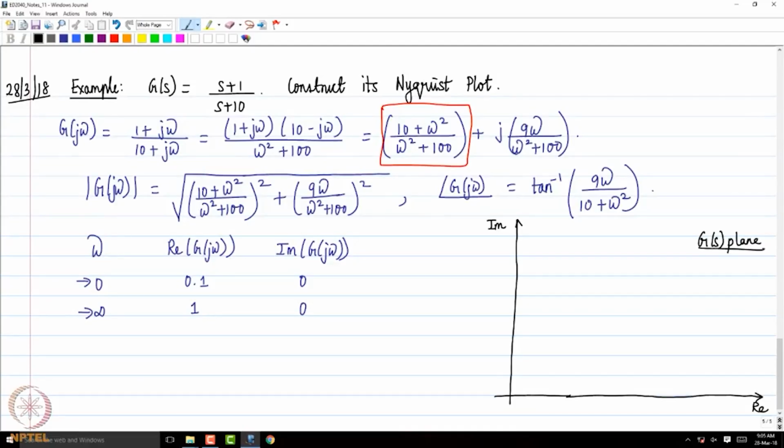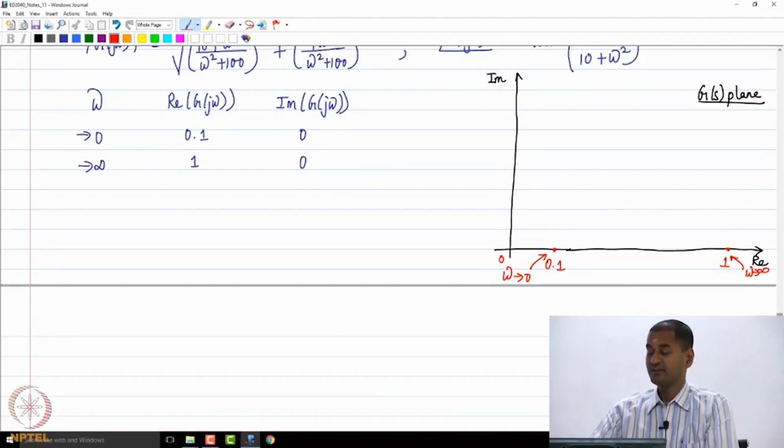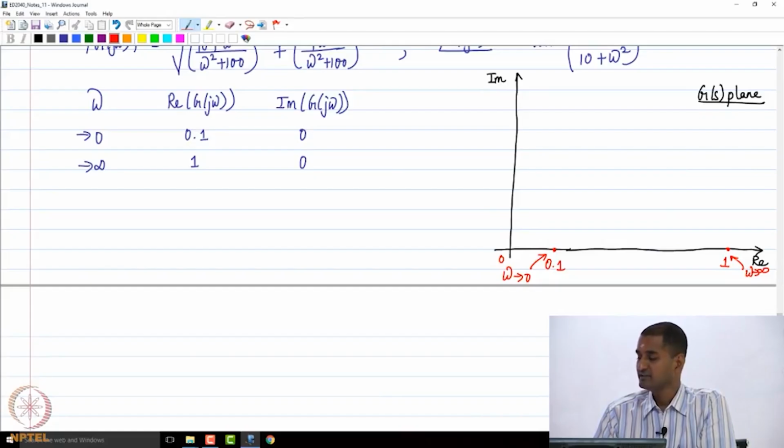Okay, so let us say we plot this sinusoidal transfer function. What we are going to get is the following. Let us say this is 0, this is 0.1 and this is 1. As omega tends to 0, the transfer function tends to 0.1, and as omega tends to infinity, the transfer function tends to 1. The real part tends to 1, imaginary part is 0.